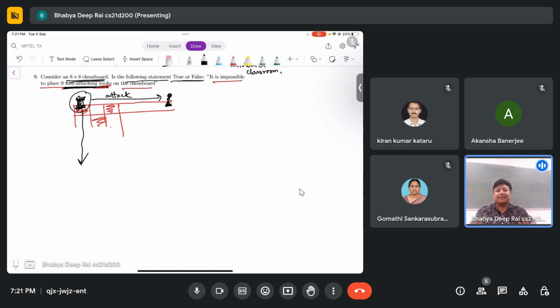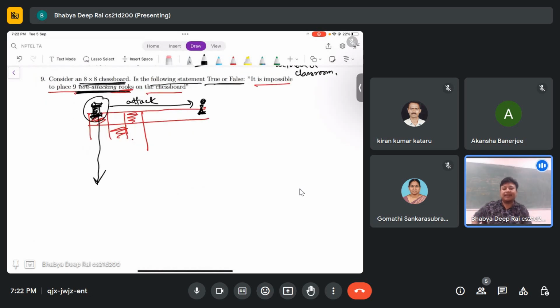So the question is simply asking the following. Is it possible to place 9 rooks on the chessboard such that none of them are able to attack each other? So again, there are two ways to answer it. One logical way and one using the pigeonhole principle. Either way, please think about this question, whether the answer of this statement is true or false.